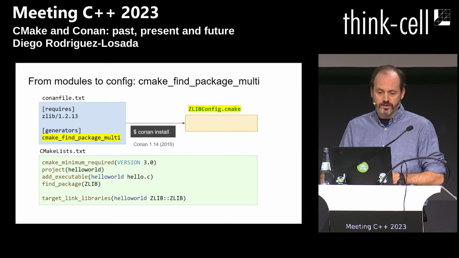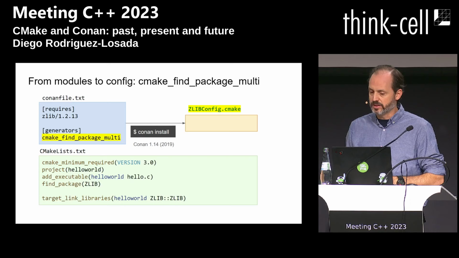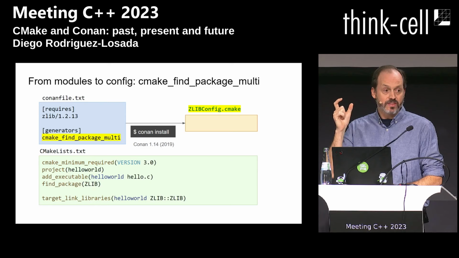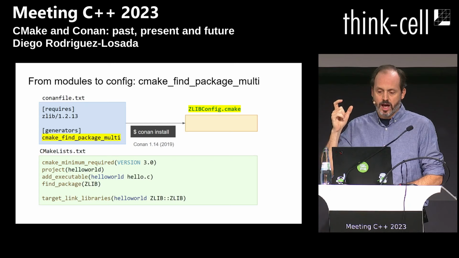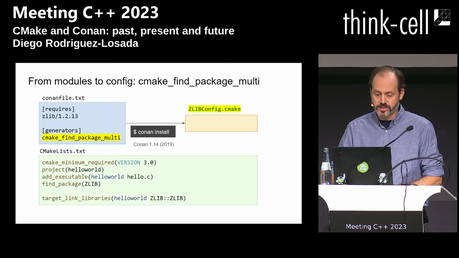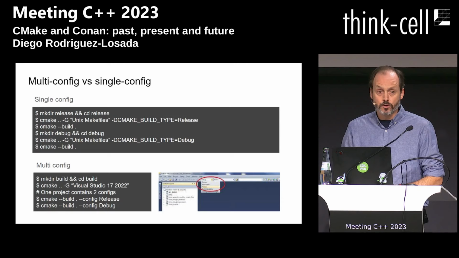Say, okay, let's have a generator that instead of creating CMake module files, will create CMake config files. And this was called the CMake Find Package Multi-Generator. Instead of creating the module, we were using the same rules. We already had the information about the uppercase name or whatever, so we could reuse that. And then we could create the setlib config file instead of the module file. The main new thing that the CMake Find Package Multi-Generator brought was managing the multi-configuration.